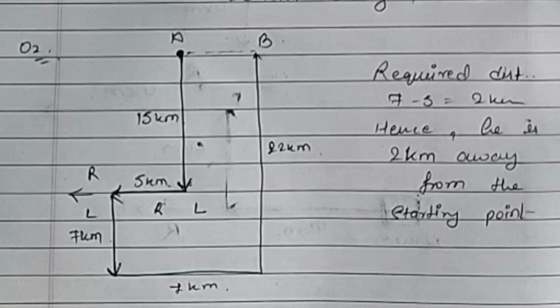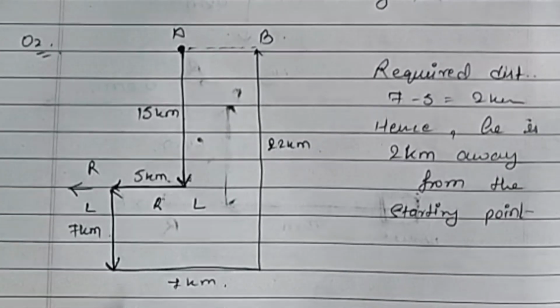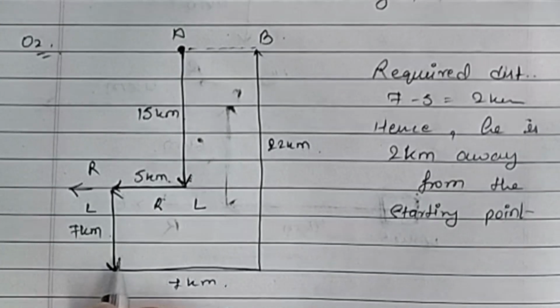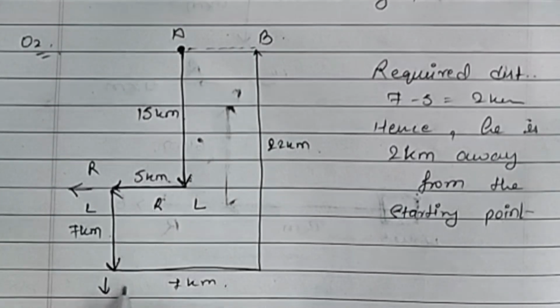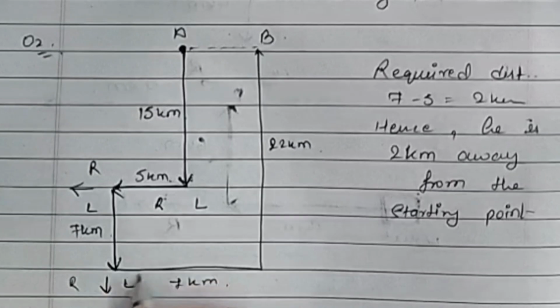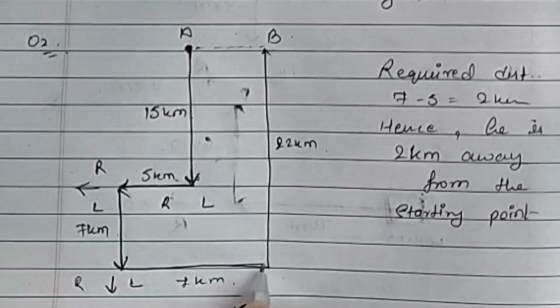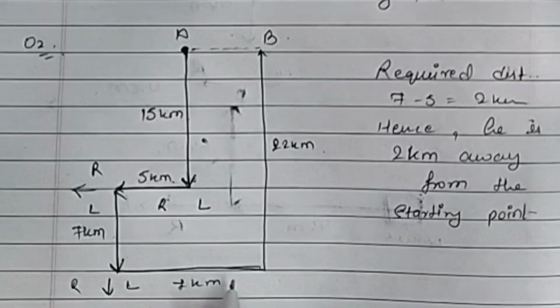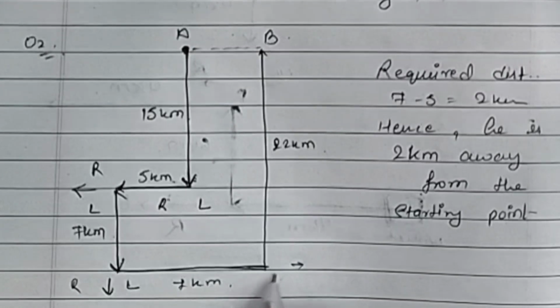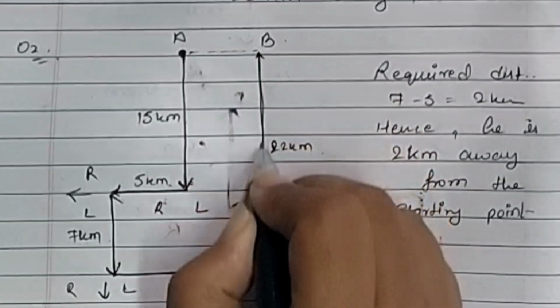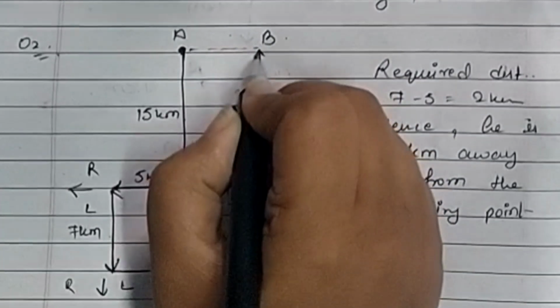Now the thing is, basically again he travels 7 kilometers towards left. So by facing south direction, left is here, right is here. So in the left direction he covered 7 kilometers again. After that eventually goes 22 kilometers towards left. So by facing the east direction, again he turned left and traveled 22 kilometers.